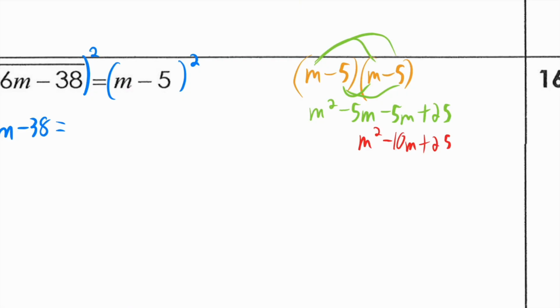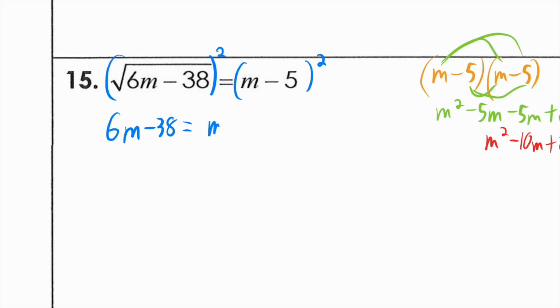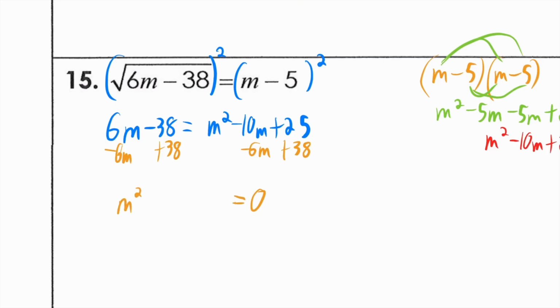And so now I'm going to write that in the blue. M squared minus 10m plus 25. And since I have an exponent of 2 on a variable, I will need to set this equal to 0 and solve. So I'm going to subtract 6m from both sides and add 38 to both sides and combine those with the like terms. I'm going to go ahead and flip it around so it equals 0 on the right, because that's just how I prefer my problems. So m squared minus 16m plus 63.